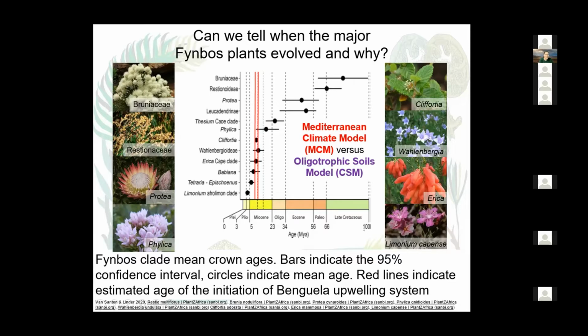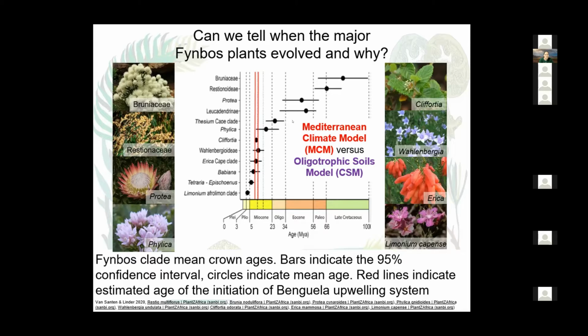And as you can see, they emerge much earlier. For example, Bruniaceae are known since the late Cretaceous. Restionaceae evolve most probably at the end of the Cretaceous, so you can see there is a large error margin. And then Proteas are known since the early Tertiary, and so on and so on. And only some of them, like Cliffortia and most of the Erica Cape clade, are actually evolving at around a time where you already have BUS.